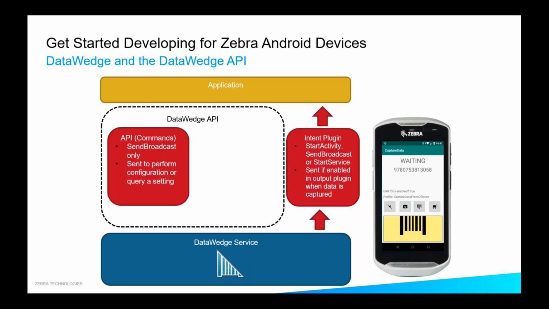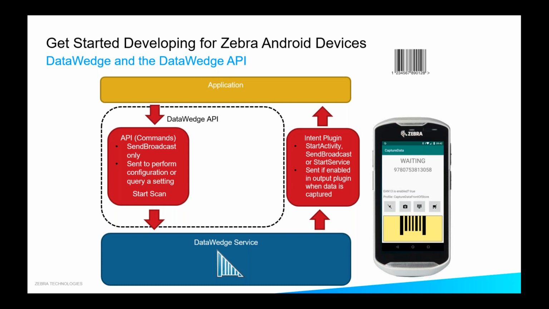The API consists of a series of commands. Now, if you go to techdocs.zebra.com and to the DataEdge API section, you'll see them all listed there. There's an awful lot of them. We've got sample applications showing how to use them all. But one example of a command is the ability to start what we call a soft scan.